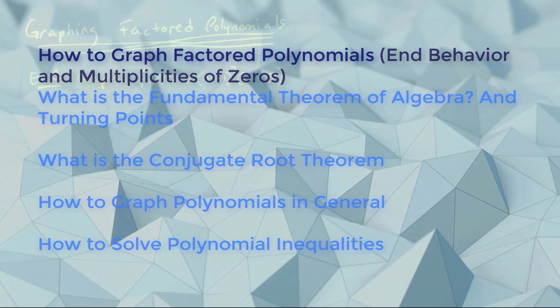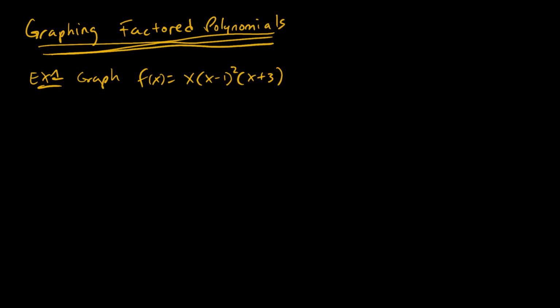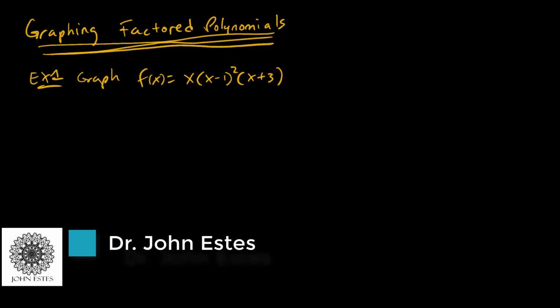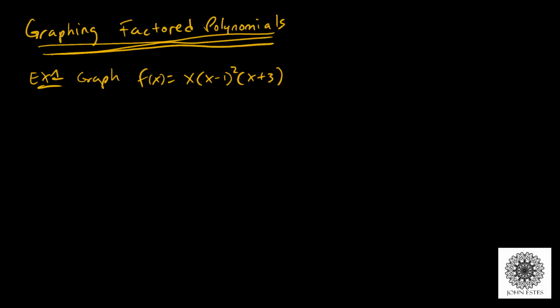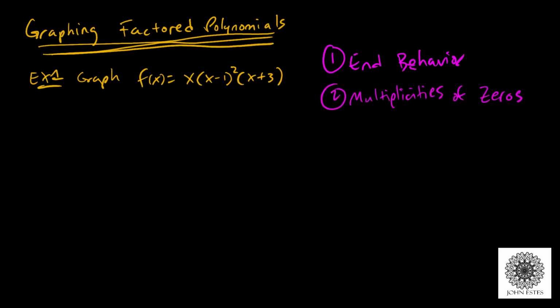Polynomials are an important part of algebra, and a big part of that is that we want to learn how to graph polynomials. And so here we're going to talk about how to graph factored polynomials, because once it's factored, we understand where the intercepts are. So really most of the work's done for us, but there are two key concepts we have to consider. The first concept is end behavior, and the second one is the multiplicities of zeros.